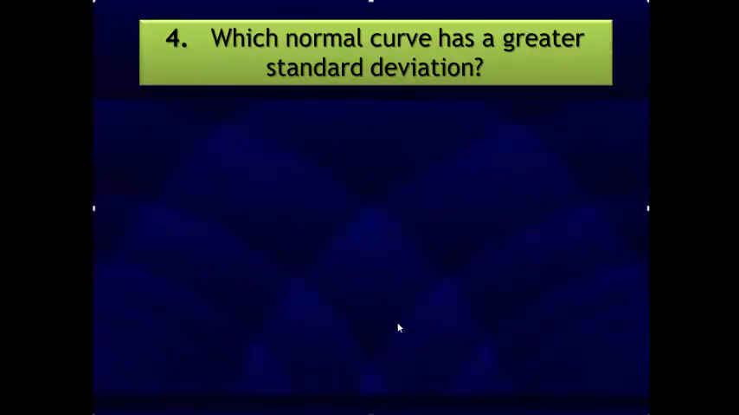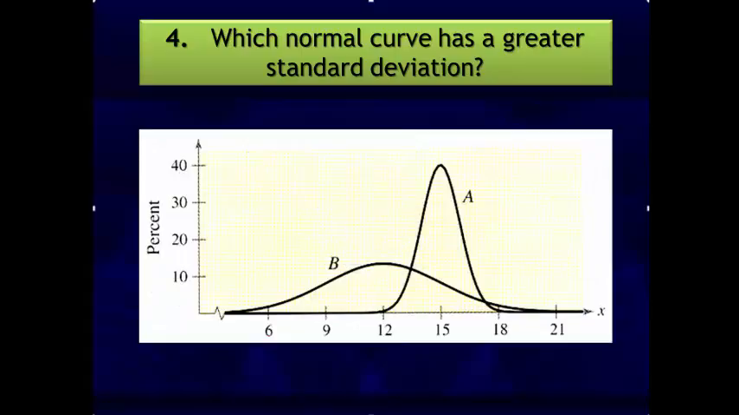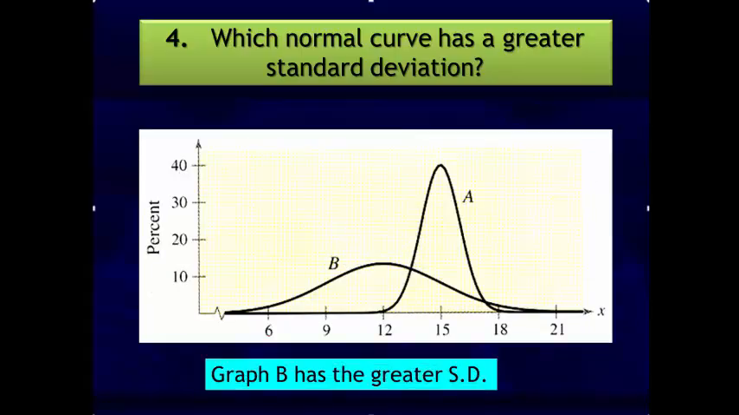Which normal curve has a greater standard deviation? Let's take a look at this graph. Is it graph A or B? It is graph B.